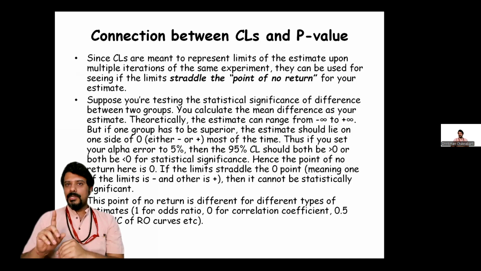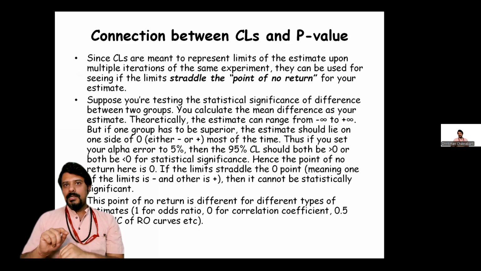Similarly, for odds ratio, that straddling point is 1, meaning that if your odds ratio is more than 1, then confidence limits of odds ratio should also, both of them should be more than 1. Or if it is less than 1, both of them should be less than 1. Then you are going to get a statistical significance of less than 0.05, as well as you will be more certain of whatever your answer is.